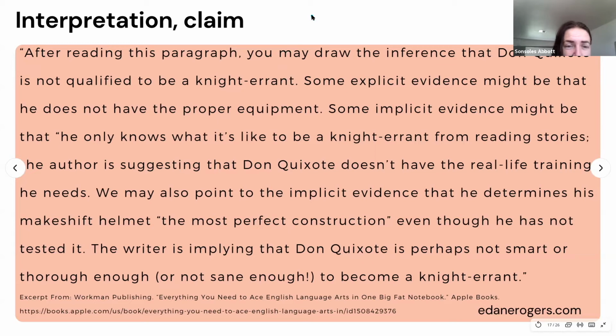You can try? Okay. After reading this paragraph, you may draw the inference that Don Quixote is not qualified to be a knight errant. Some explicit evidence might be that he does not have the proper equipment. Some implicit evidence might be that he only knows what it's like to be a knight errant from reading stories. The author is suggesting that Don Quixote doesn't have the real life training he needs. He may also point to the implicit evidence that he determines his makeshift helmet the most perfect construction, even though he has not tested it. The writer is implying that Don Quixote is perhaps not smart enough, thorough enough, or sane enough to become a knight errant.